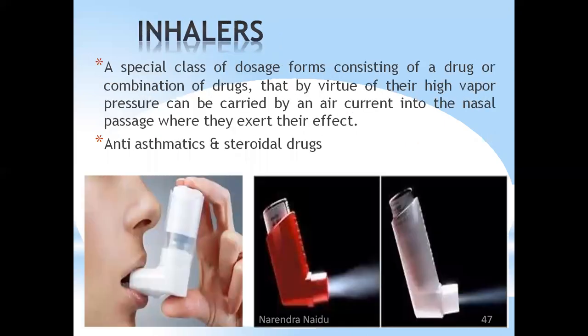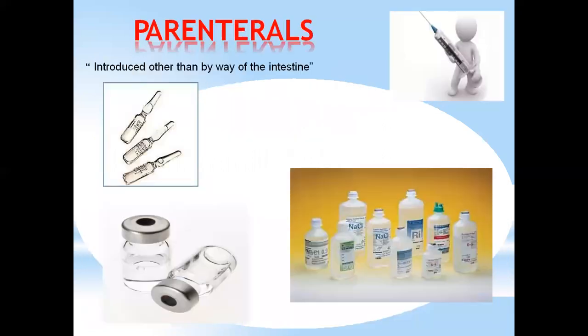And inhalers. What is the use of the inhaler? When you take an inhaler, it clears the lungs. If any air passage is obstructed in the lungs, when you press the inhaler, it will clear that passage and clear your nasal portion. So mainly asthma patients take these inhalers.